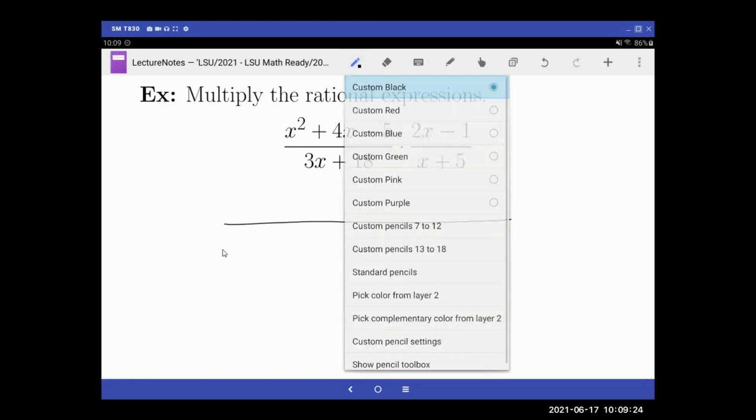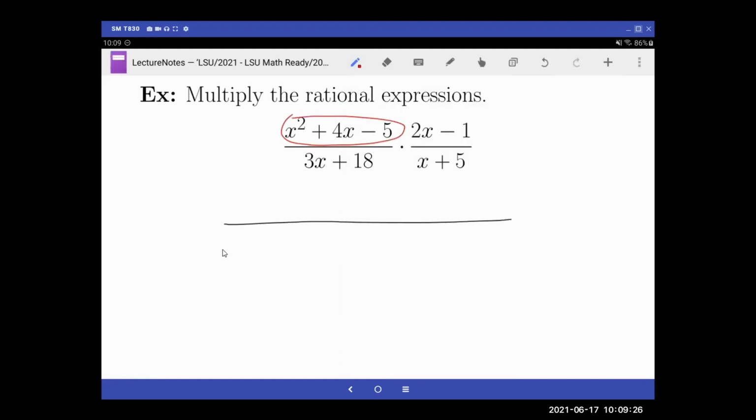So let's focus on this one first. x squared plus 4x minus 5. The first term has to be an x in both of them, because that's how you'll get x squared. One of them has to have a 5, one has to have a 1. And because it's a negative, it has to be a positive and a negative. So we'll make the 5 positive and the 1 negative.